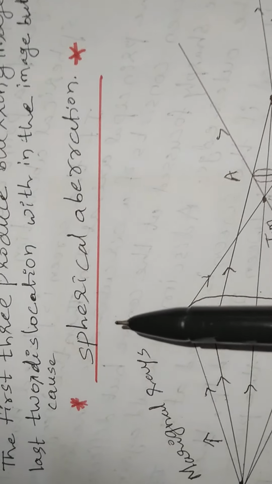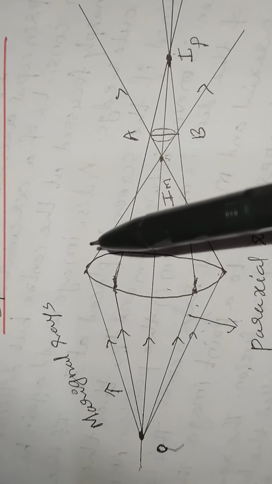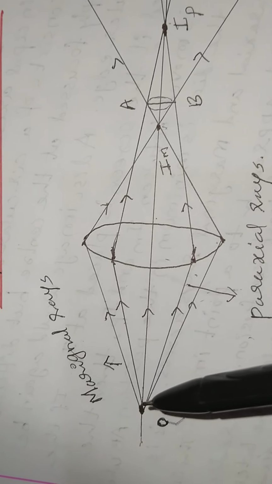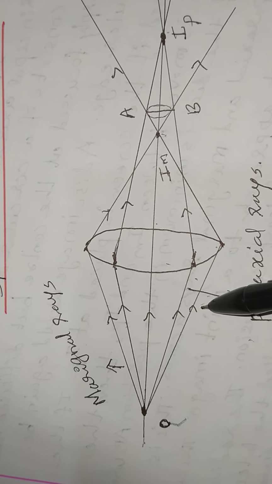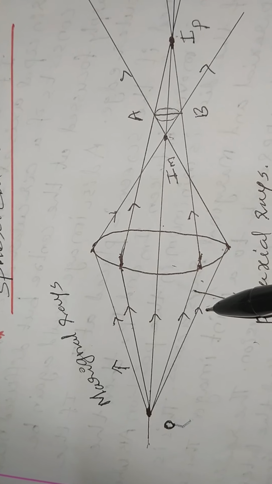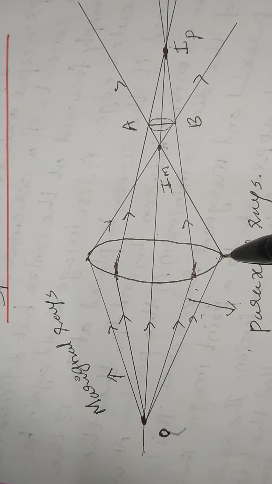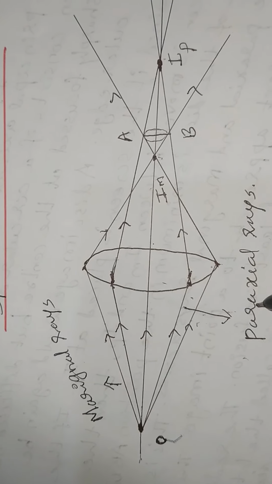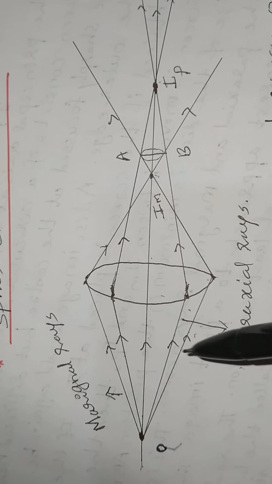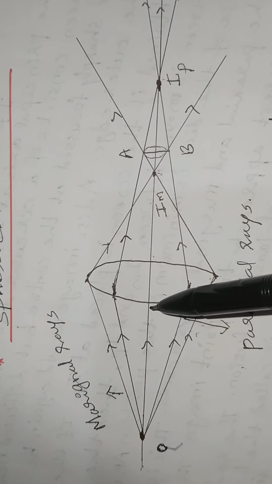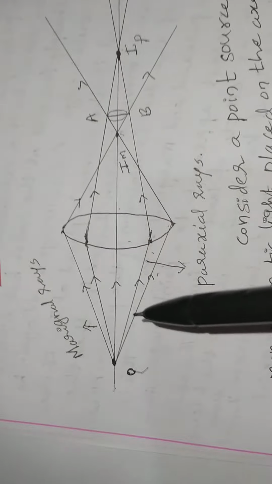Now we discuss spherical aberration. This is a large circular aperture of a convex lens, and this is a monochromatic point source. These rays are marginal rays, meaning the rays which move near the rim of the lens and away from the principal axis. The paraxial rays are the rays which move near the principal axis and away from the rim of the lens.